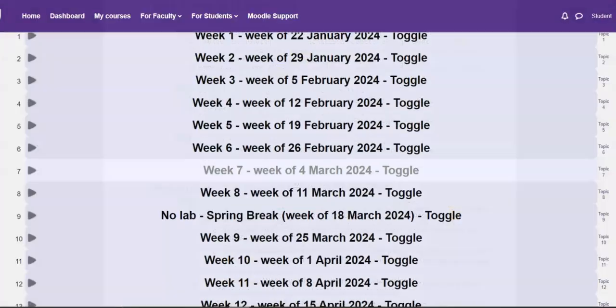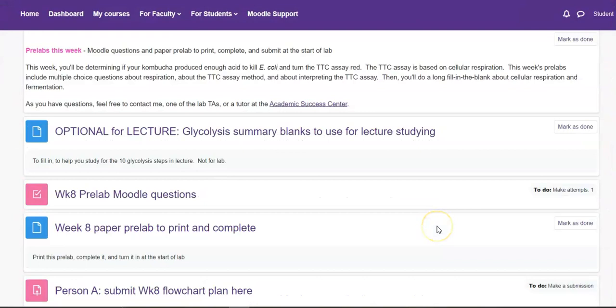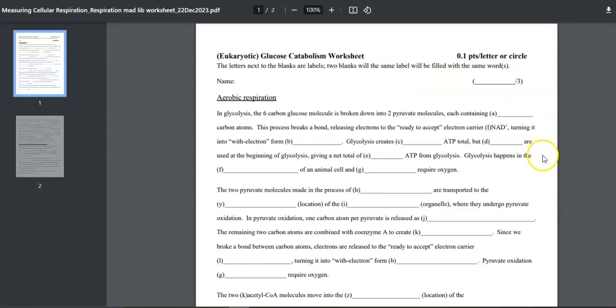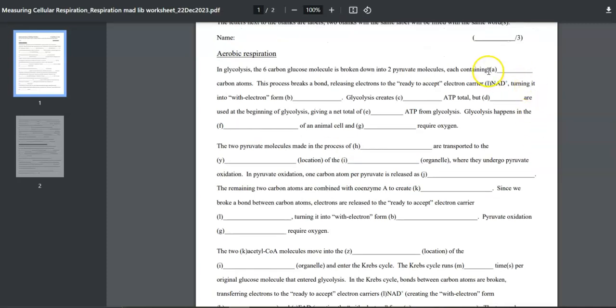Okay, so let's go over to the Moodle and look at this week's paper pre-lab. It's awesome, but a little tricky. So you're going to open it and it will look like this. And the way that this works is every letter is the same answer. Okay, so in glycolysis, the 6-carbon glucose is broken down into 2 pyruvate molecules. Each pyruvate contains blank carbon atoms. So this is 3 carbons. Pyruvate has 3 carbons. And so everywhere that you see an A is going to be 3 after this, and so on. And so let's do the next sentence.